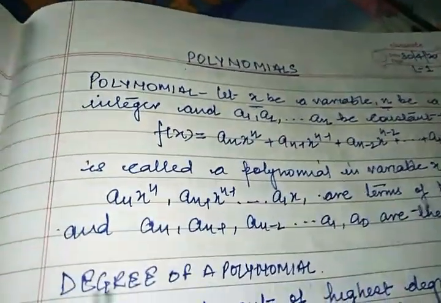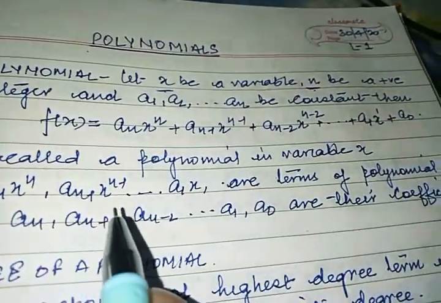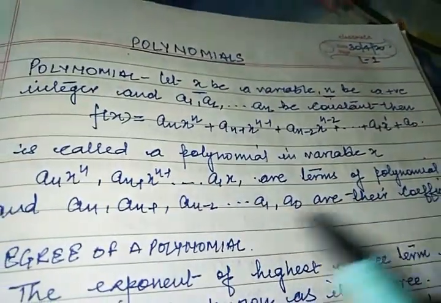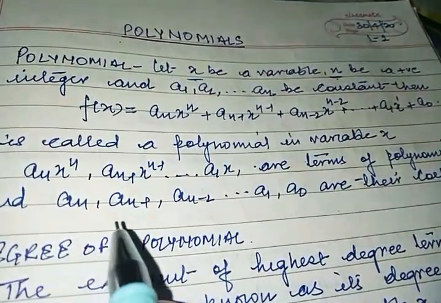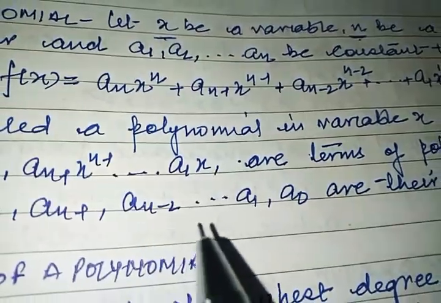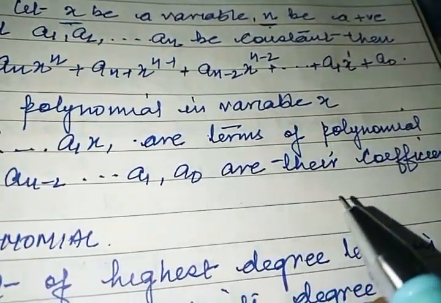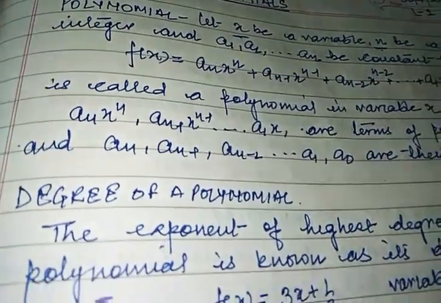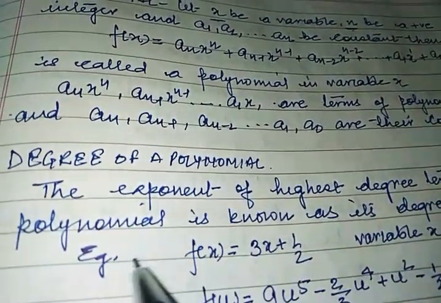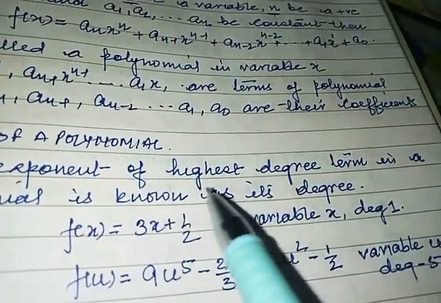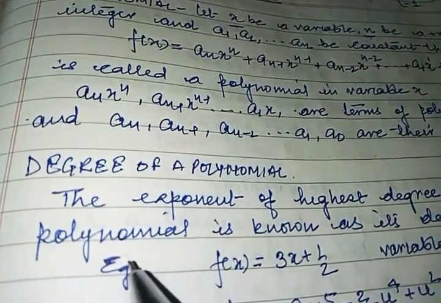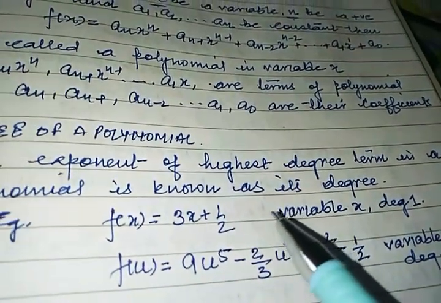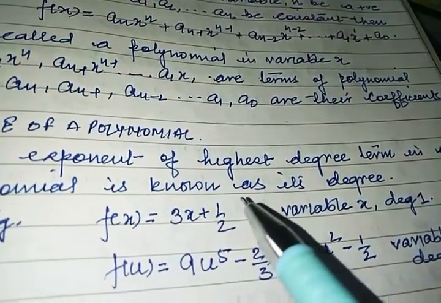Here an x^n, a(n-1) x^(n-1), a1 x, etc. are called the terms of the polynomial, and a(n-1), a(n-2), a1, a0 are their coefficients. Next comes the degree of the polynomial. The exponent or the power of the highest degree term in a polynomial is known as its degree, means the highest power of the variable in a polynomial.